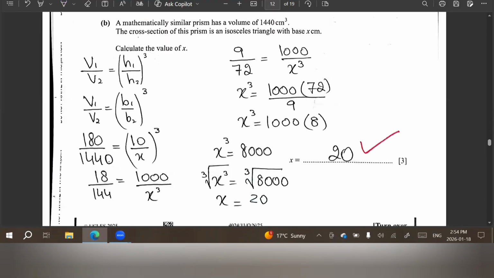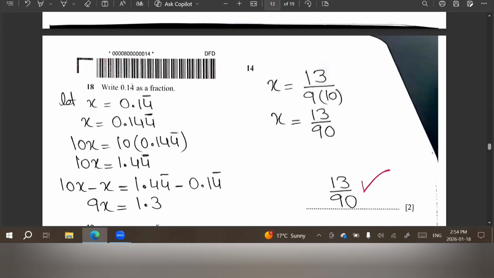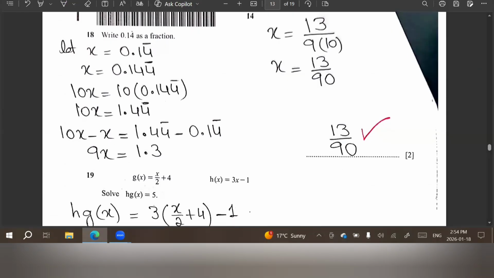Let me bring the solution here. So suppose that x is equal to 0.14 with a bar on the second 4, which means it's recurring and non-terminating. I can write it as x equals 0.14 with the bar on the 4. This means 4, 4, 4, 4, 4, 4. So I will just get 1 4 here and then 4 with the bar sign.